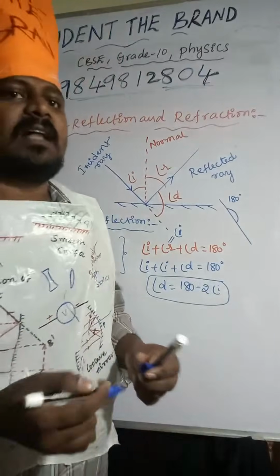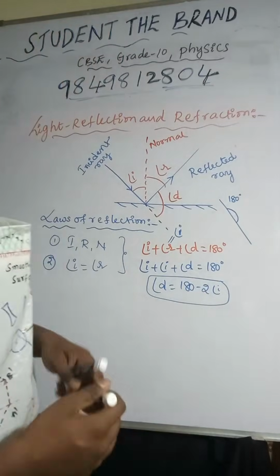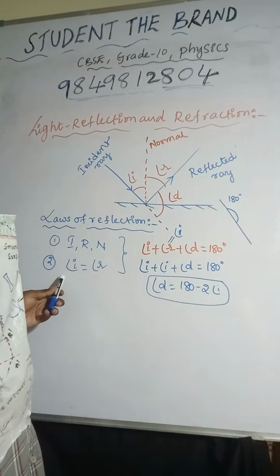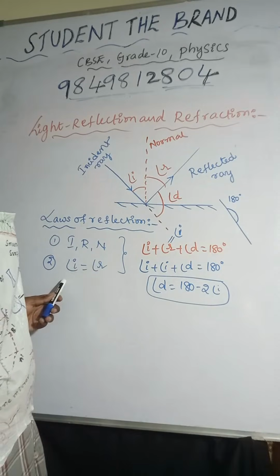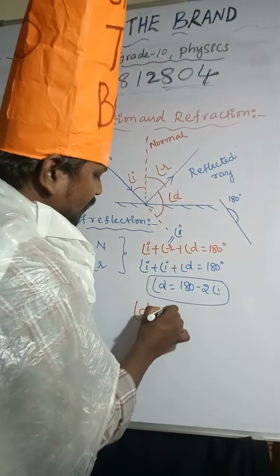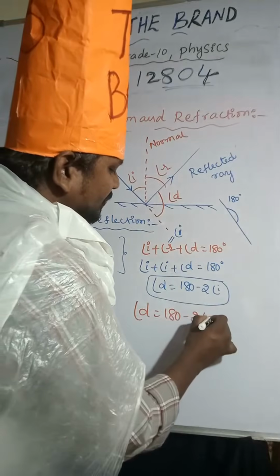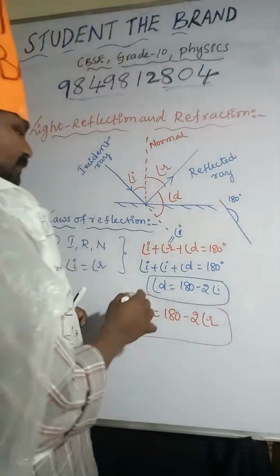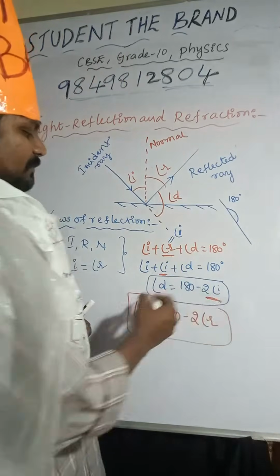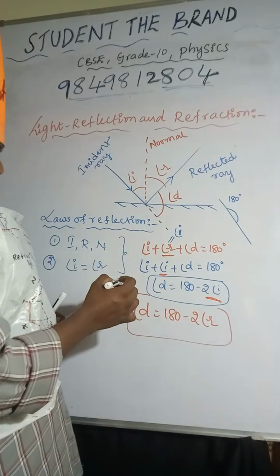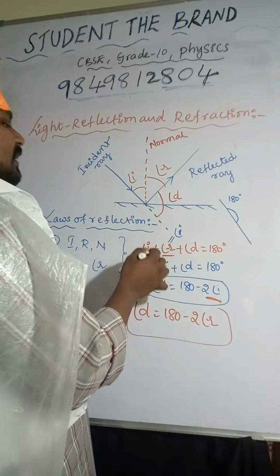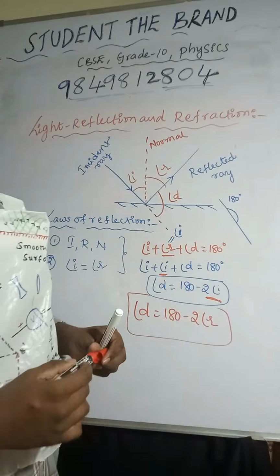Here we can observe that the angle of incidence is equal to the angle of reflection, right? In that way, angle of deviation equals 180 minus 2 angle of reflection also we can write, because in the previous case, instead of angle of reflection, we took angle of incidence. That's why we got it. The same thing: if I write angle of reflection instead of angle of incidence, we'll get this one. Understood? I hope it is very clear.